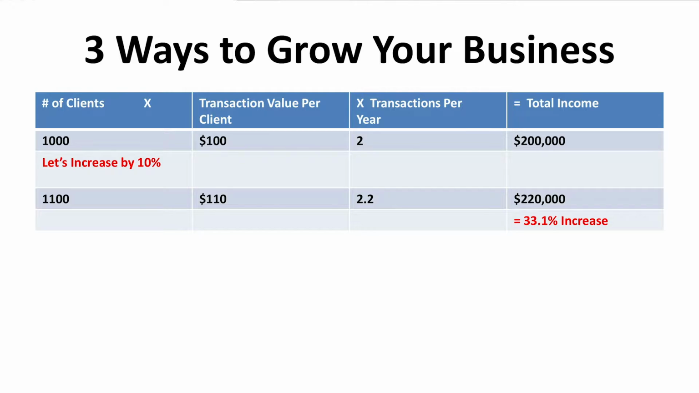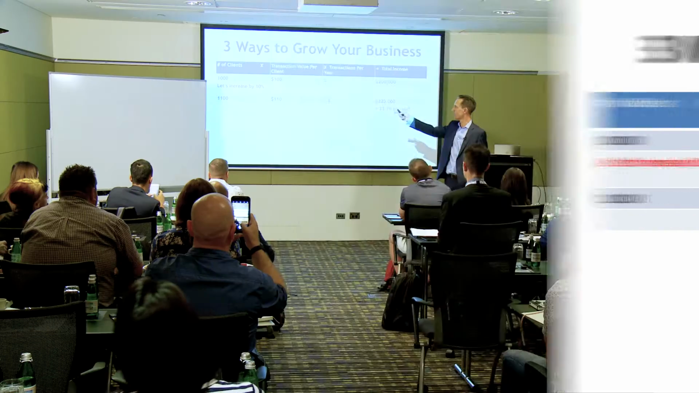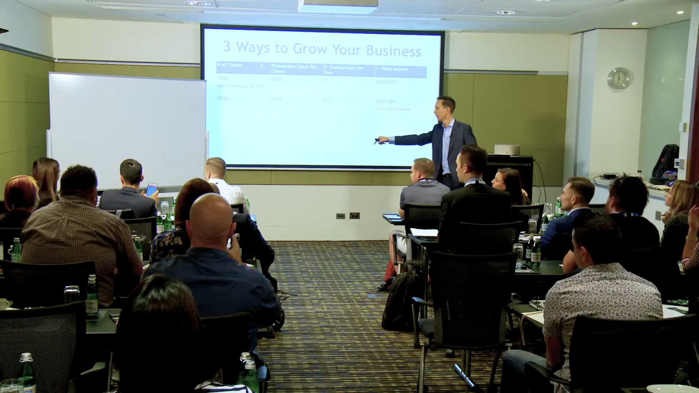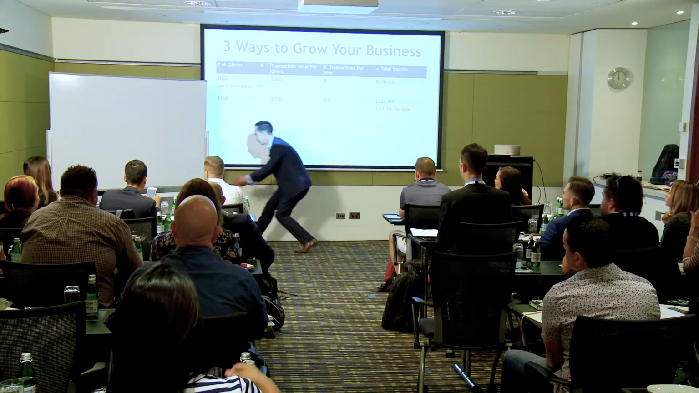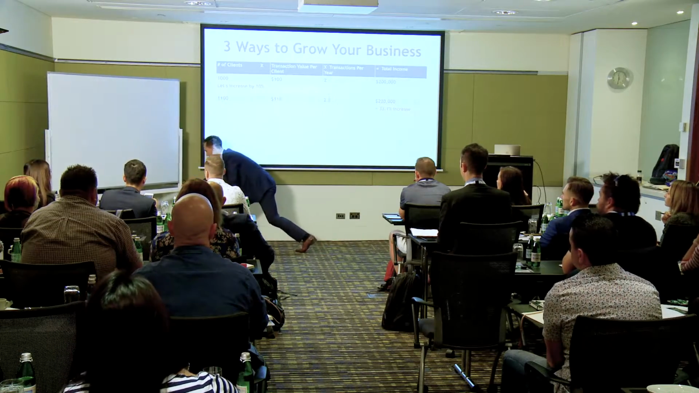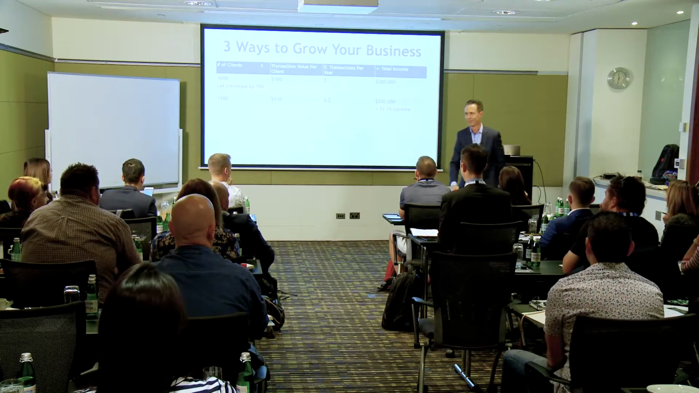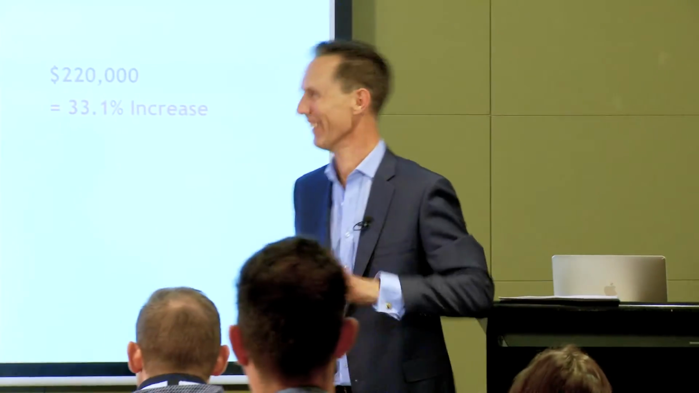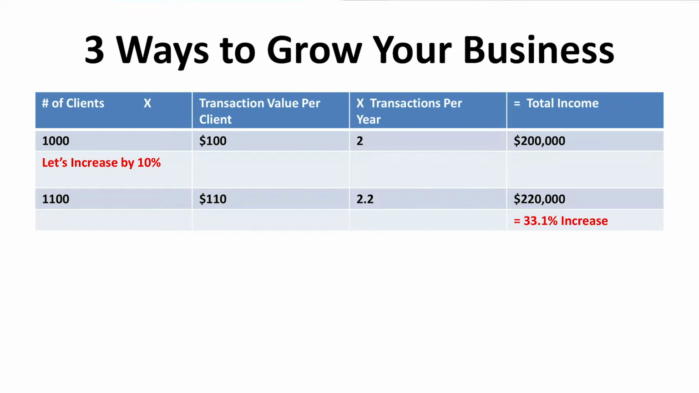Okay, let's increase this by 10%. So number of clients goes up by 10%. Are you clear on that left-hand side of the whiteboard? Okay, so 1,000 goes to 1,100. Transaction value per client goes up to 110, and they come back 10% more.